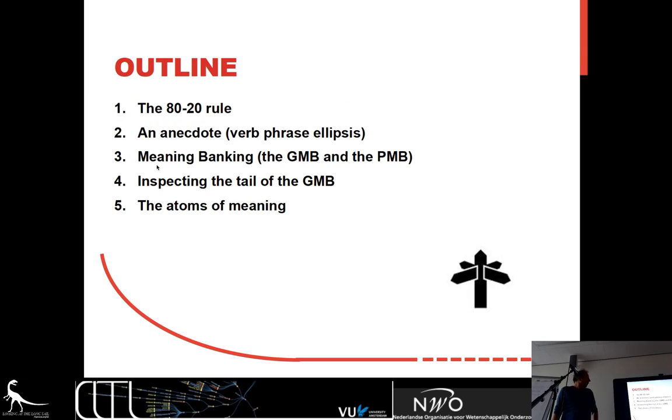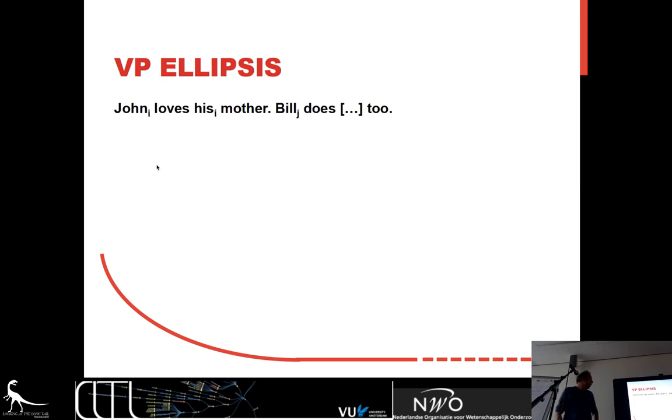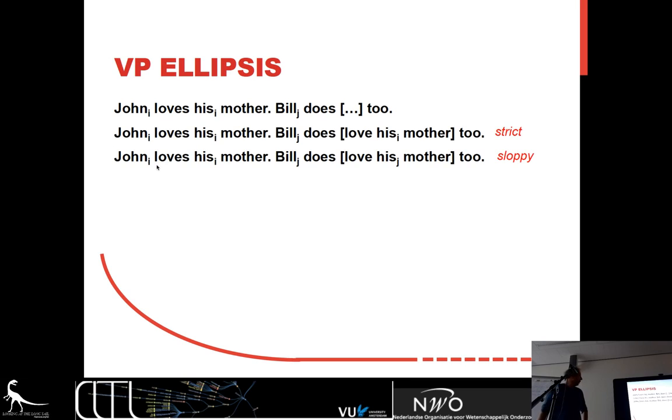So, I want to tell you an anecdote, a very nice one. When I wrote my master thesis a long time ago, well, not that long ago, I worked on VP ellipsis, verb phrase ellipsis. A beautiful problem, a linguistic problem. And this is the problem. You have a sentence, John loves his mother, and then the text continues, Bill does too, right? That's called VP ellipsis because there's something missing. There's a verb phrase behind it. And there are two interpretations. That could mean Bill loves John's mother, or Bill loves his own mother, right? A brilliant, beautiful example, a beautiful problem, right?